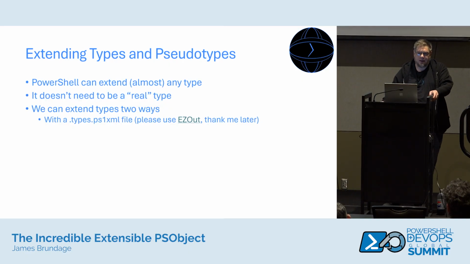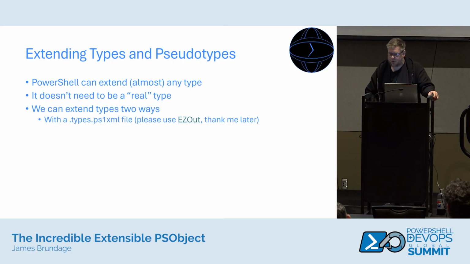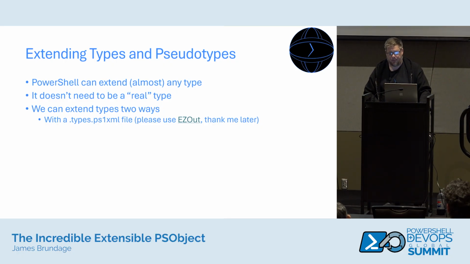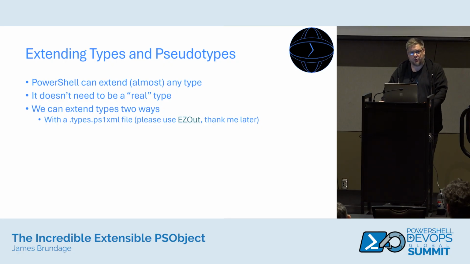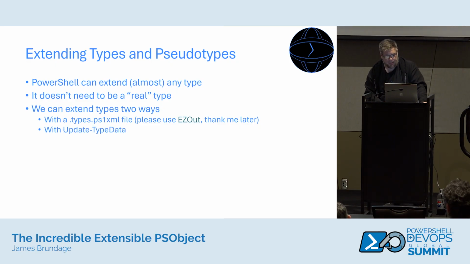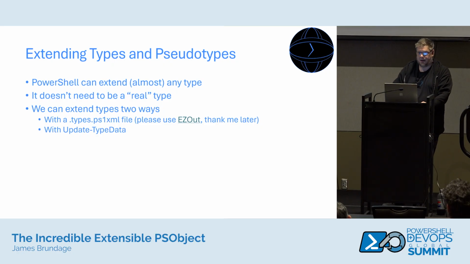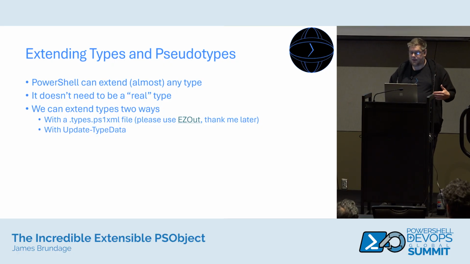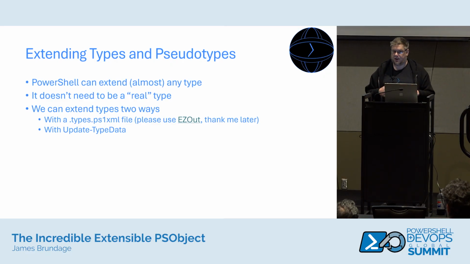I would generally mostly recommend a types.ps1xml for production. You can use a module I wrote a very long time ago called EZOut to do this. You can thank me later. But today we're going to demonstrate doing this with Update-TypeData, which is a built-in PowerShell command.